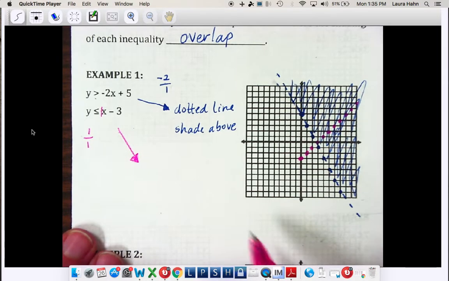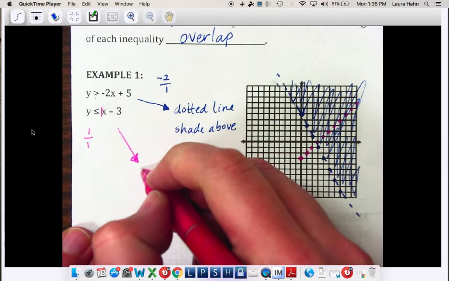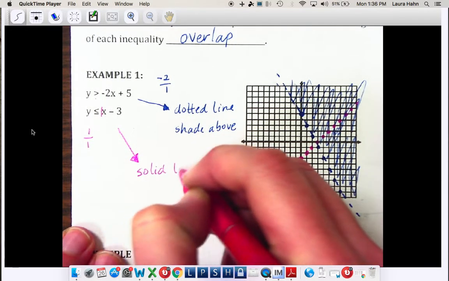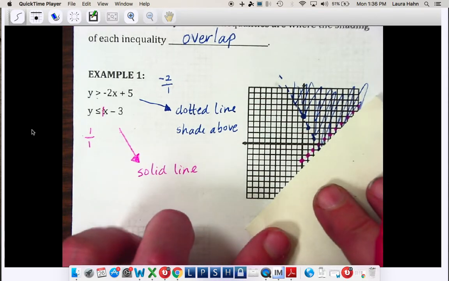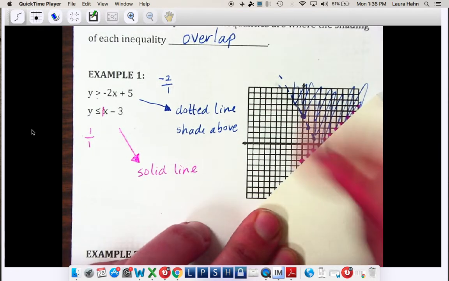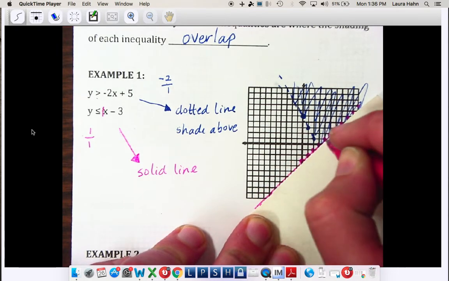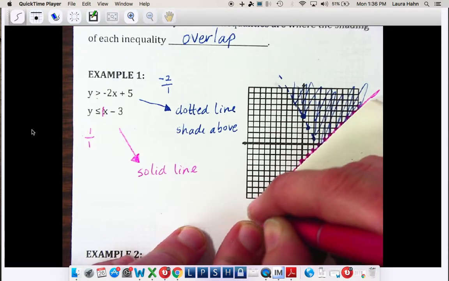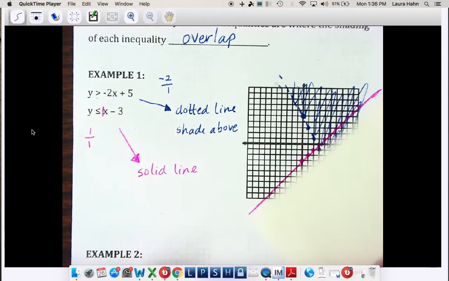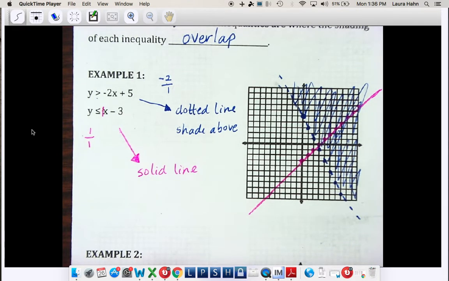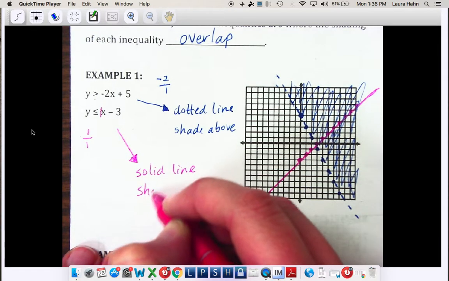Okay, to decide whether it's solid or dotted, I look at my inequality. I see the solid line underneath, which means I want to use a solid line. I'll try making a straight edge this time, so my line's not so terrible. And it's solid. And then I see that this is a less than symbol, which tells me I need to shade below.